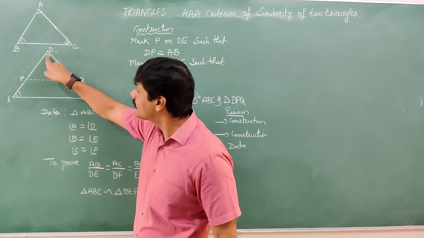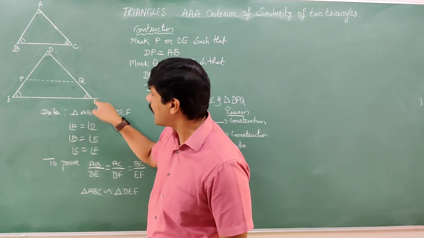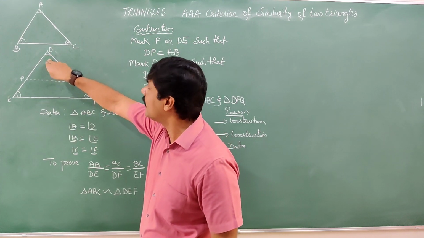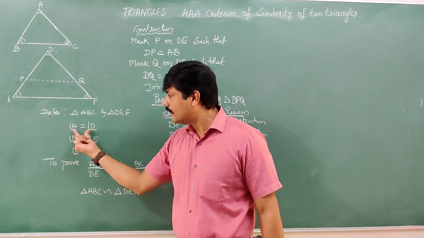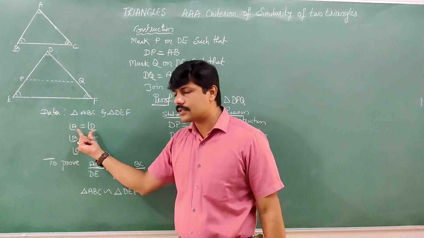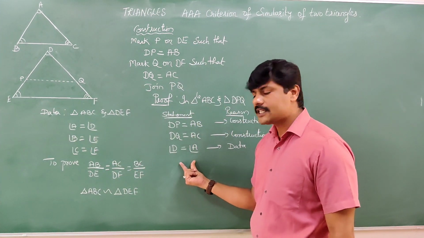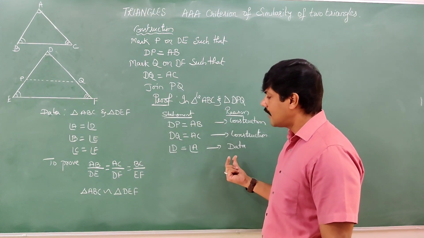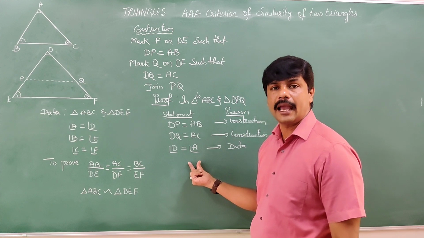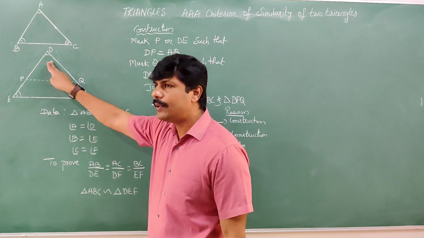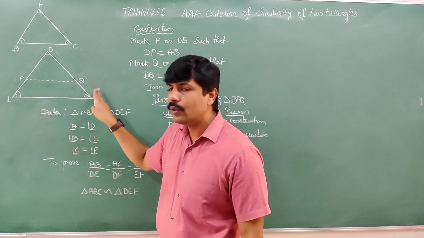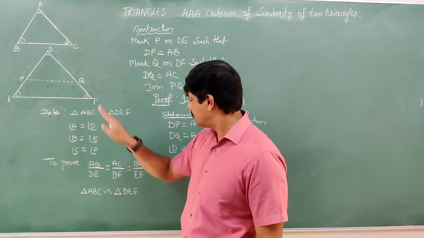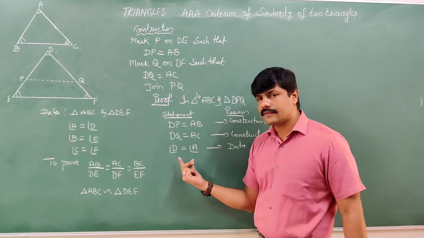You can see that this D belongs to triangle DEF, and angle D is equal to angle A, which you have taken here. Angle D is equal to angle A, or angle A is equal to angle D. This is by data, because this D belongs to triangle DEF as well as triangle DPQ. Understand?